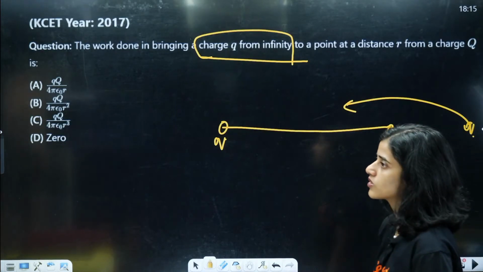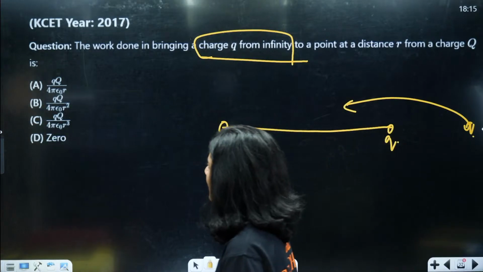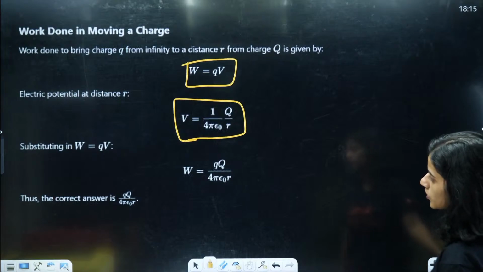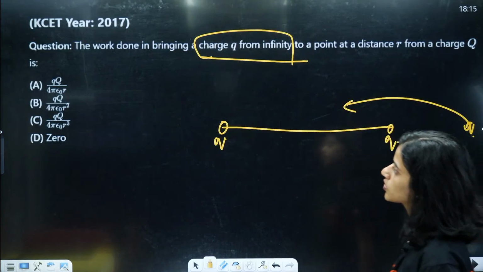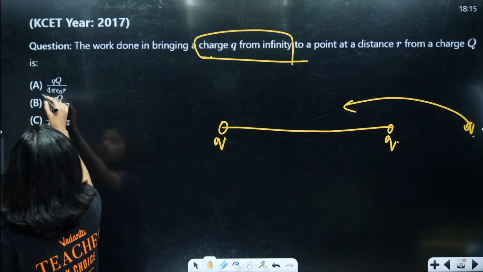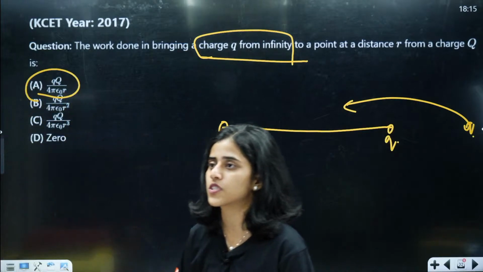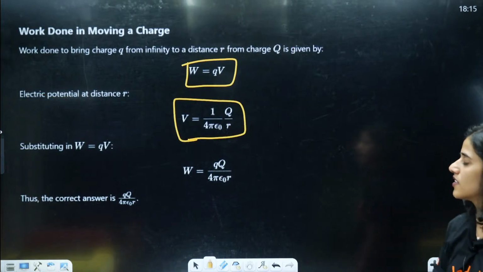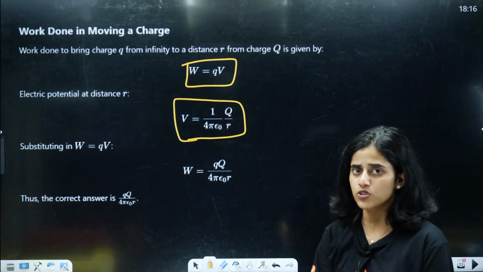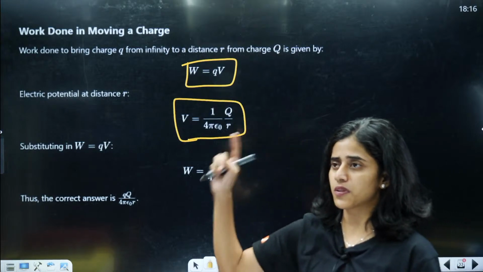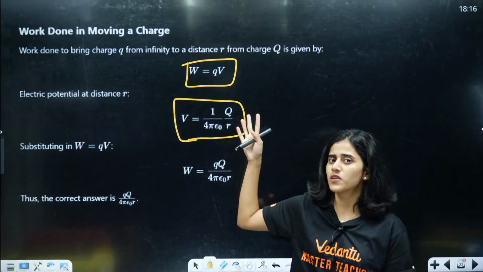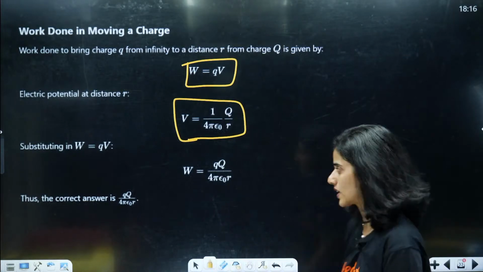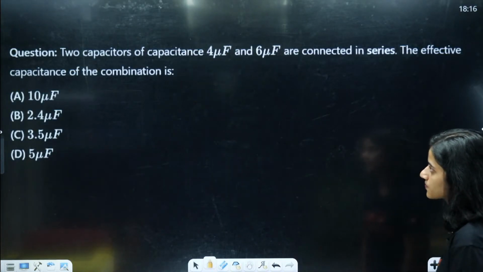Q Q over 4 pi epsilon naught R. Which option is that? Option A, right? Yeah, I think the answer is option A. This is just a direct question. You will have this in your books, the formula to bring a charge from infinity. If you want me to do all these formulas, I can do them in a different class. This class is for solving problems, so we will just quickly solve questions.